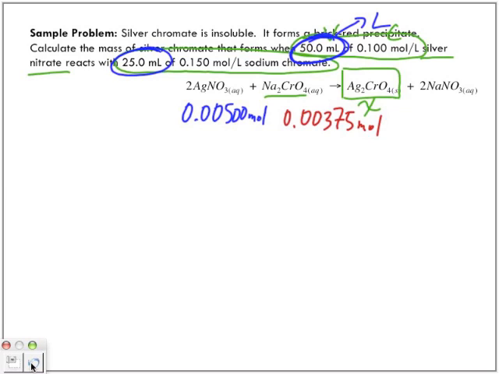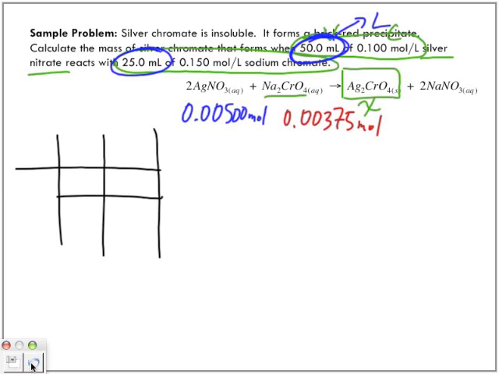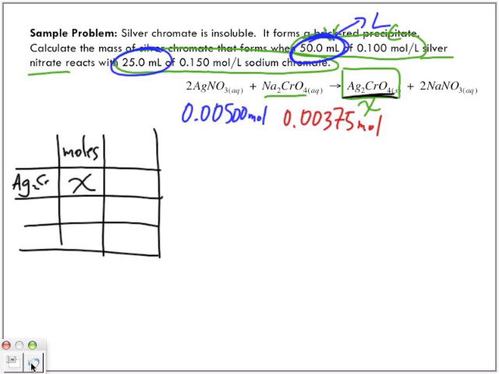Now we want to figure out which one is the limiting reactant, just like we did with our stoichiometric methods. Our unknown is the number of moles. We want to find the number of moles of our unknown, and our unknown is the silver chromate, Ag2CrO4. Sorry about the mess. Now, how many molecules do we have of this unknown that we're trying to find? Well, according to our balanced equation, we have 1.